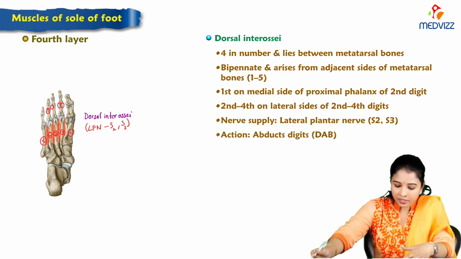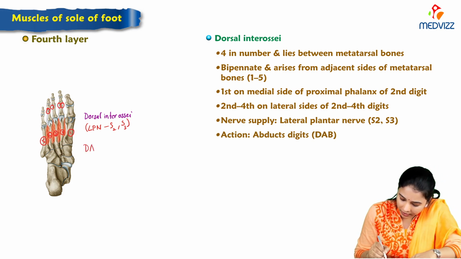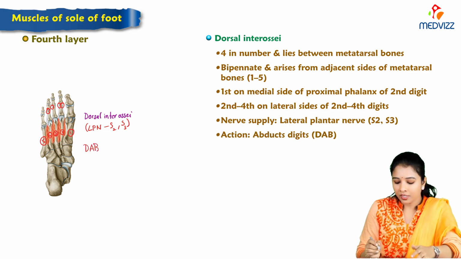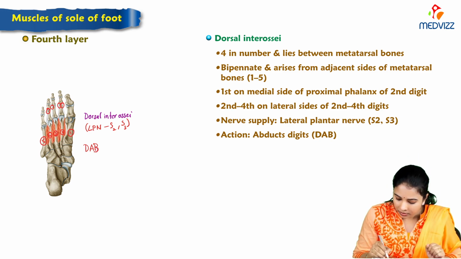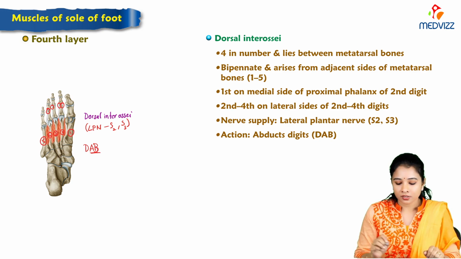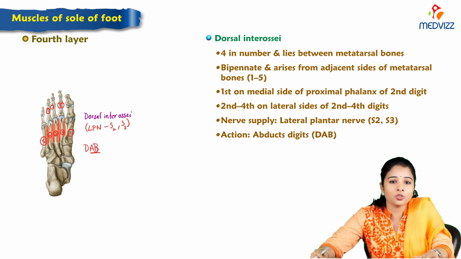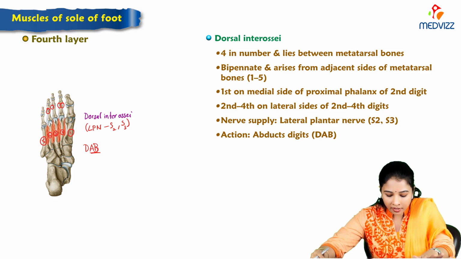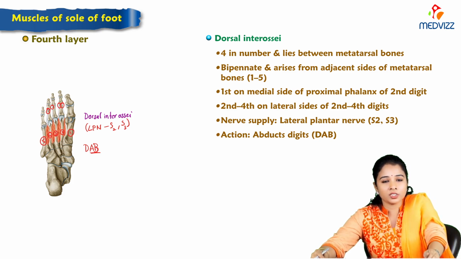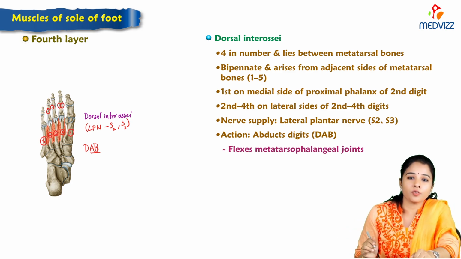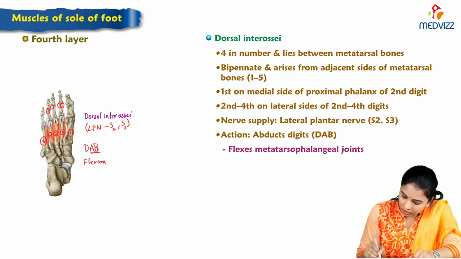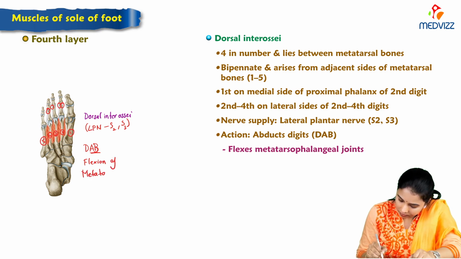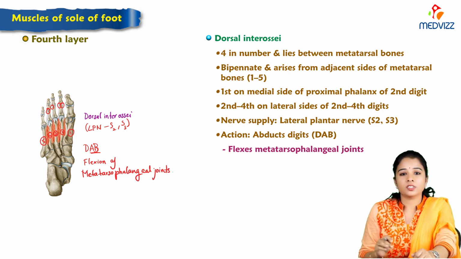To remember the action of the dorsal interossei, we can say DAB, just like how we learnt the dorsal interossei of the upper limb. DAB means dorsal abduct. So they help in the abduction of the digits. That is the main action. Apart from abduction of the digits, they also help in the flexion of the metatarsophalangeal joints.